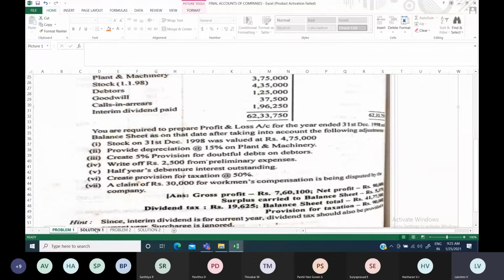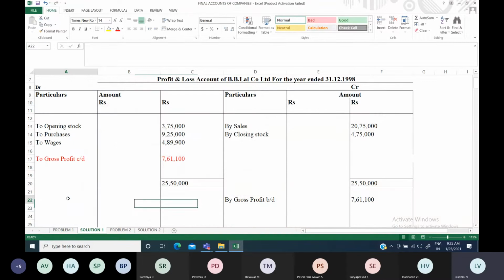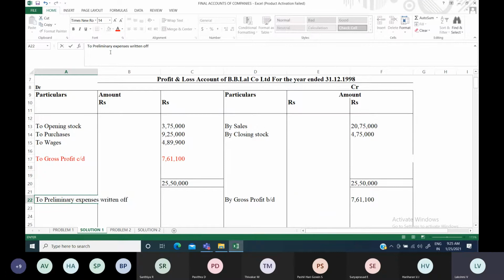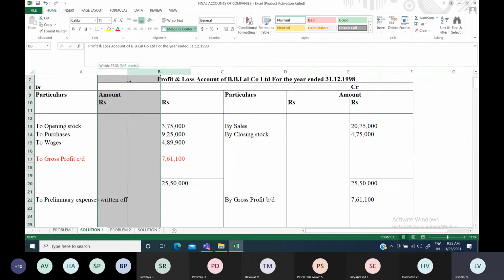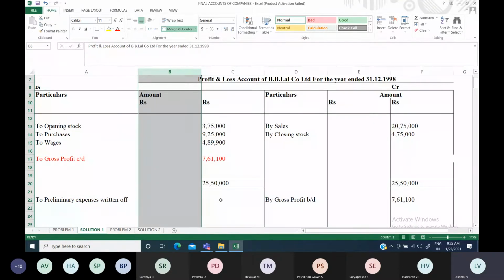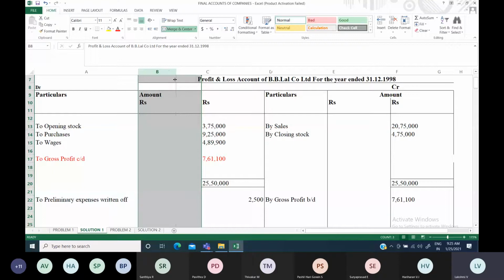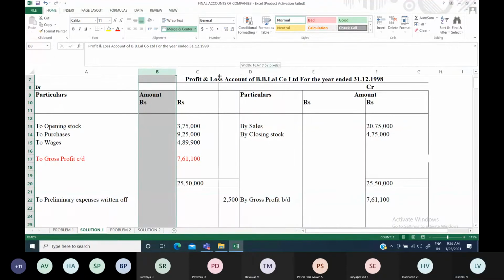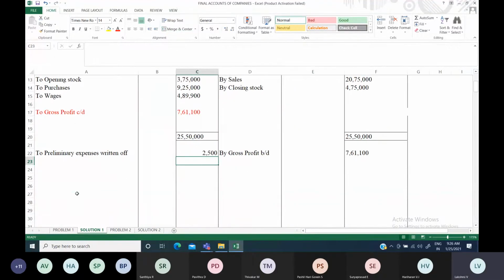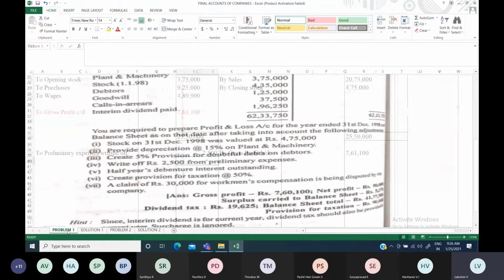Preliminary expenses written off. So enter on the debit side of your profit and loss account, to preliminary expenses written off, and mention the amount 2,500. We can mention it in the outer column itself. Only if you have a calculation, you can enter it in the first column. Okay, so moving to the next item.